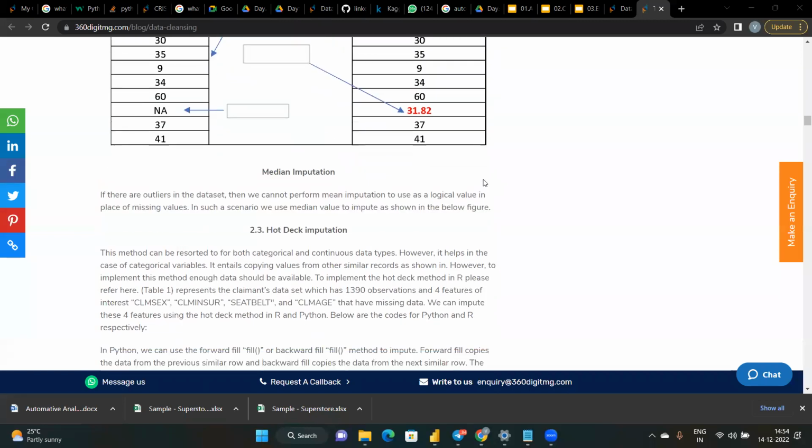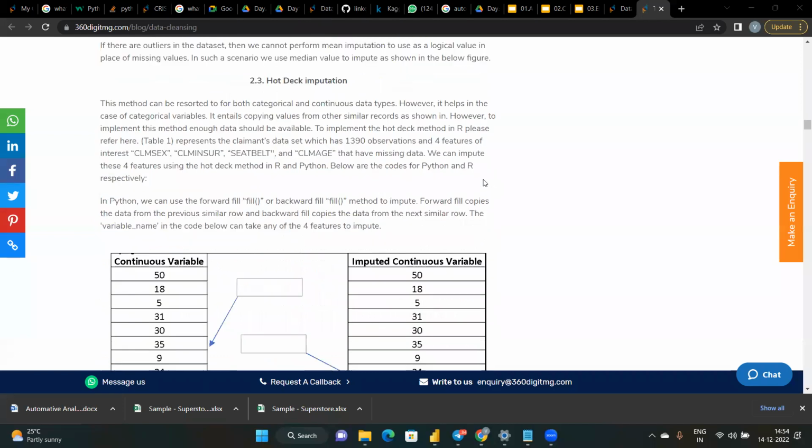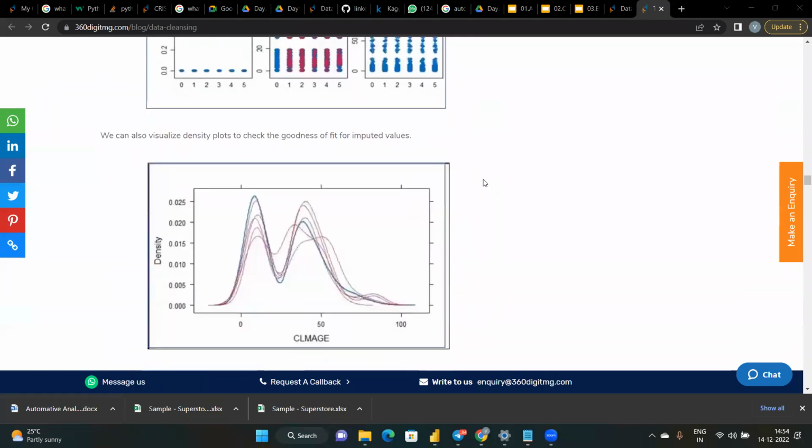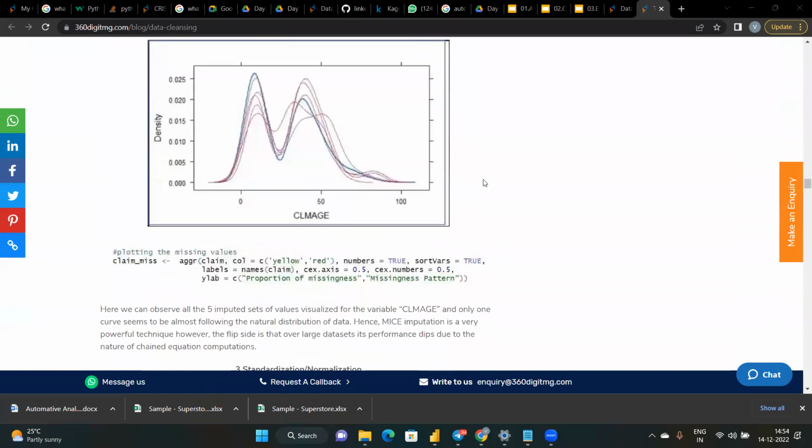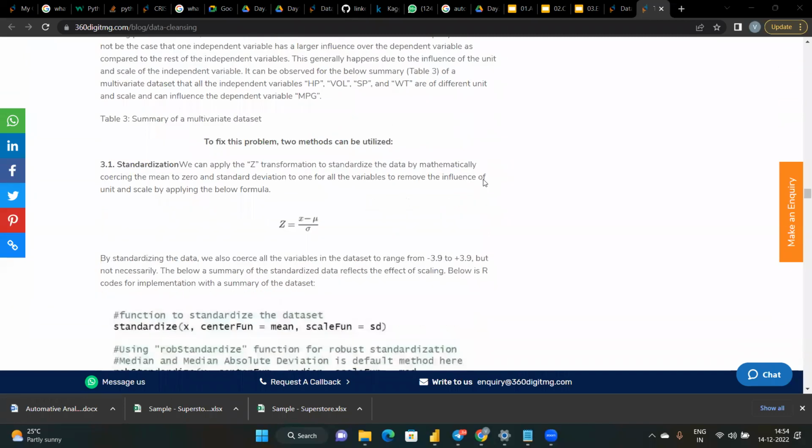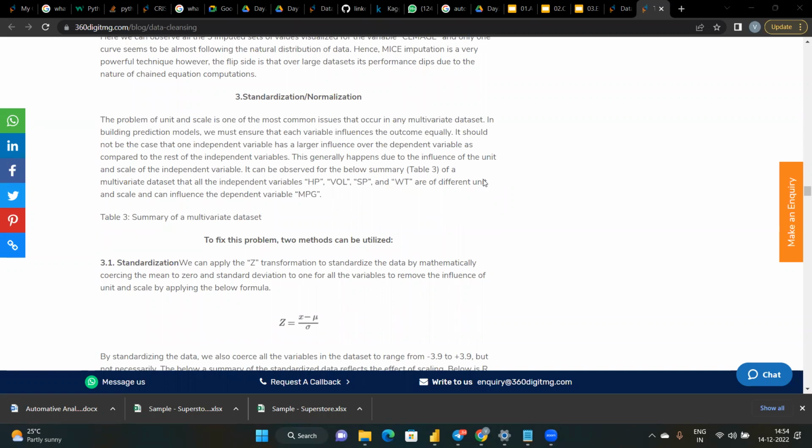And the next thing we are going to go for these imputations. We'll go later. Okay, we're going to see which is important for the domain analytics right now. So standardization or normalization. Okay. So what is standardization or normalization? So basically, it's going to make our data scaleless and unit free. So the problem of unit and scale is one of the most common issues that occur in multivariate data set. In building prediction models, we must ensure that each variable influences the outcome equally. Okay. Basically, guys, this standardization or normalization is going to make our data scaleless and unit free, where we can work with the data. Okay.